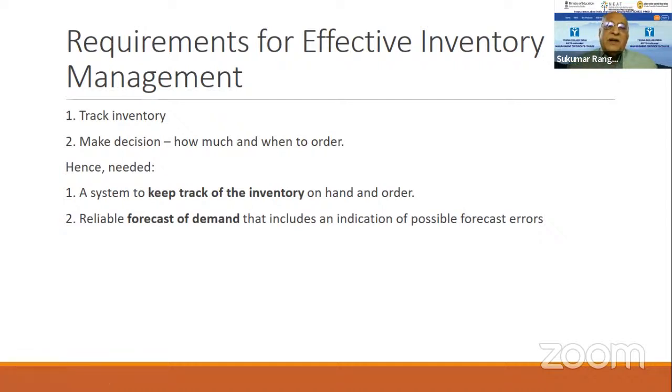Reliable forecast of demand that includes an indication of possible forecast errors. This forecast obviously comes from the customer end or the sales and marketing end. Knowledge of lead times and lead time variability, just like I gave you this example now. For lead times, you have to take into account the supplier's processing time, and the supplier's delivery or logistics time to reach you.